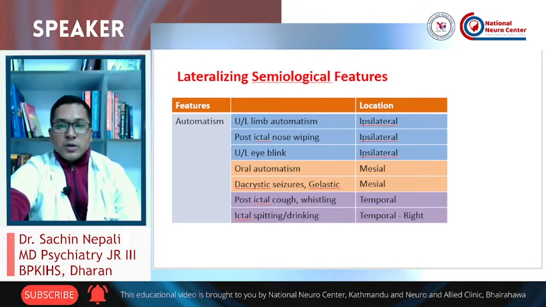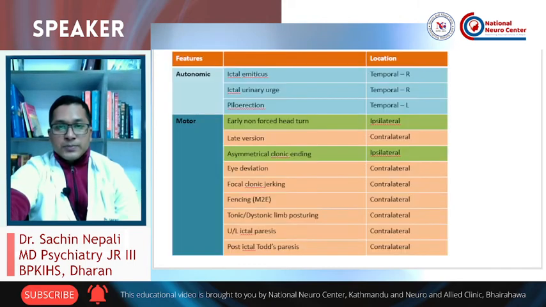And in the non-dominant, that is the right side of the temporal lobe, the features are ictal spitting and drinking, ictal emesis, and ictal urinary urge in case of a right-sided temporal lobe lesion, and piloerection in cases of a left-sided temporal lobe lesion.